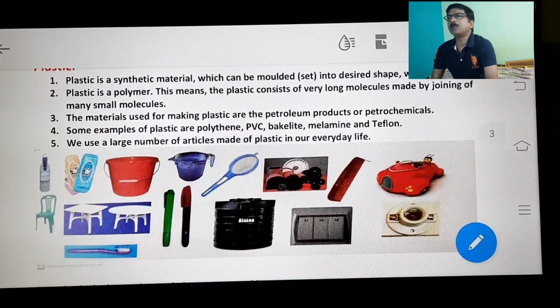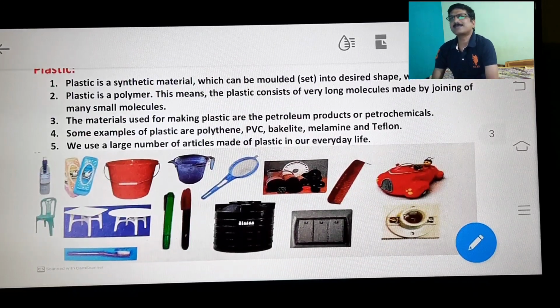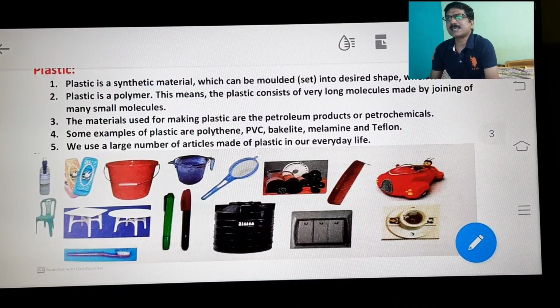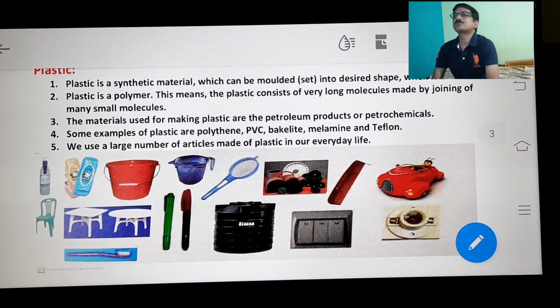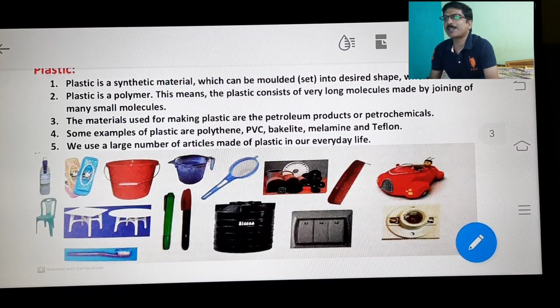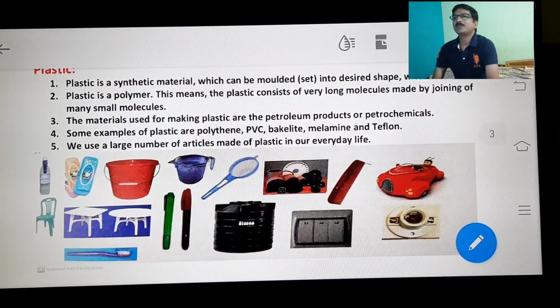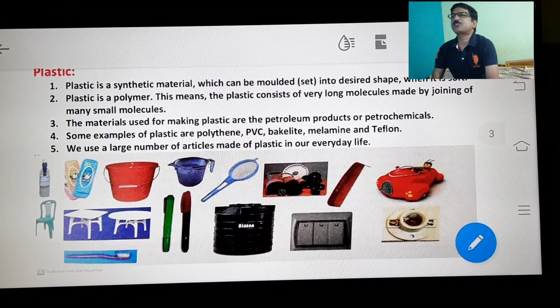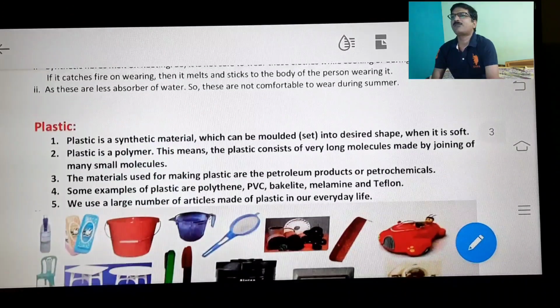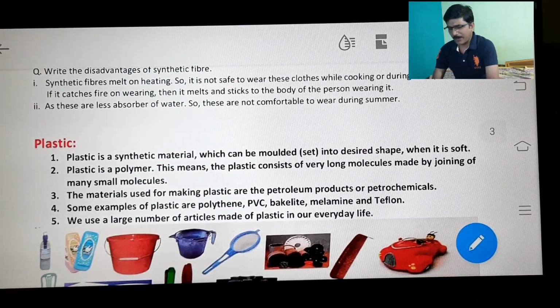And this plastic is a polymer. This means the plastic consists of very long molecules made by the joining of many monomers. That means many small units. As a large number of small units are joined together to form a large molecule of plastic, that's why this plastic is called a polymer.